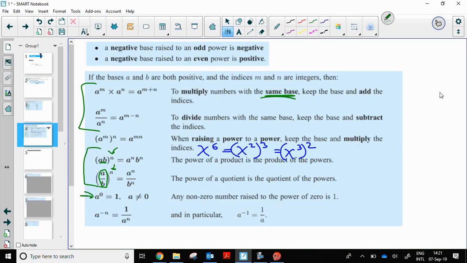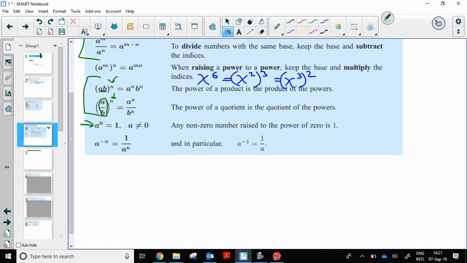Last one down here, if we have a negative exponent, that just means it's 1 divided by the positive exponent. It's the reciprocal of what we originally had. So if we had something like a over b to the negative n, we can rewrite that as b over a to the positive n, because b over a is the same thing as 1 over a over b.